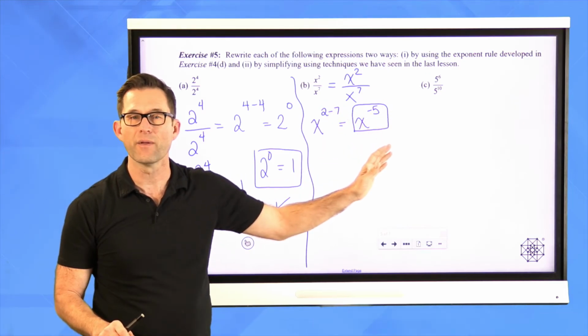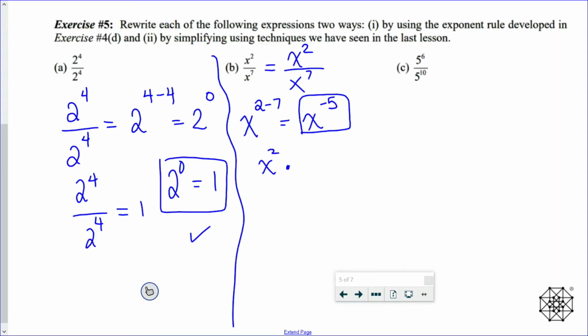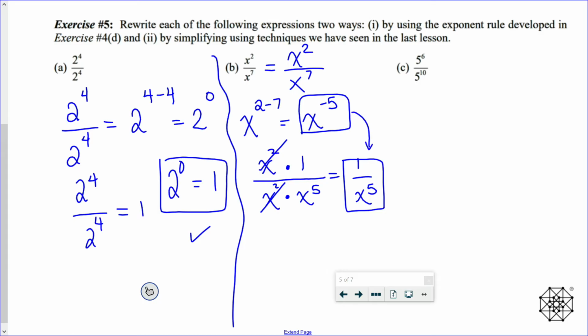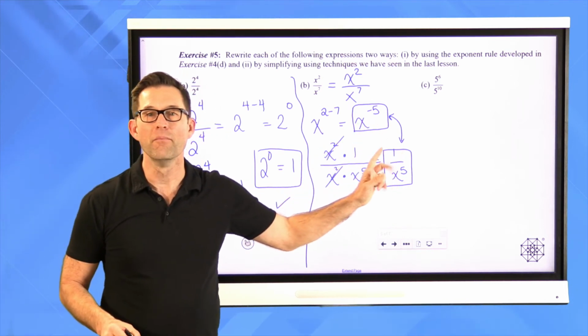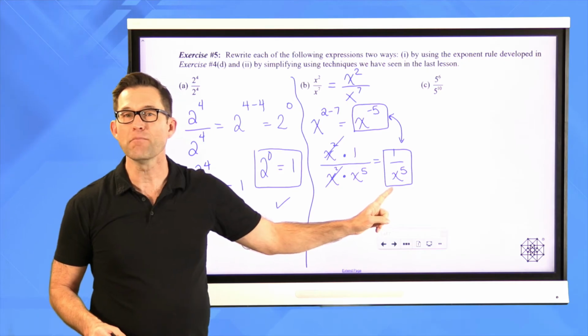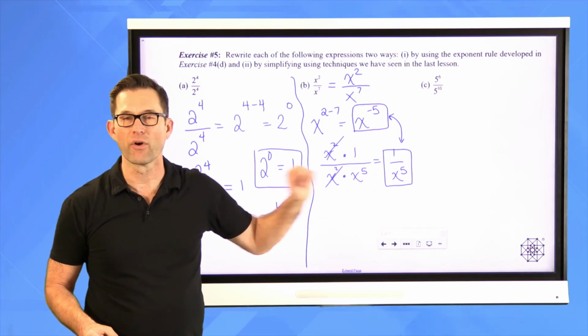On the other hand, if I use my simplifying techniques from my last lesson, I could rewrite this fraction as x squared times 1 over x squared times x to the 5th. That x squared and that x squared would cancel, and I'd get 1 over x to the 5th. And those two are equal to each other. Negative exponents indicate division of the number 1 by the same base raised to the positive power. X to the negative 5 and 1 over x to the 5th.